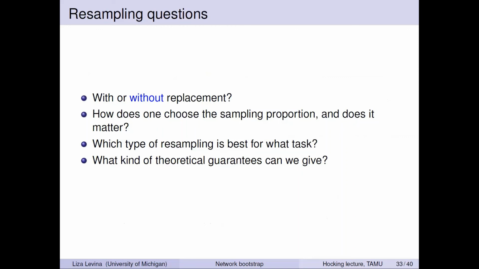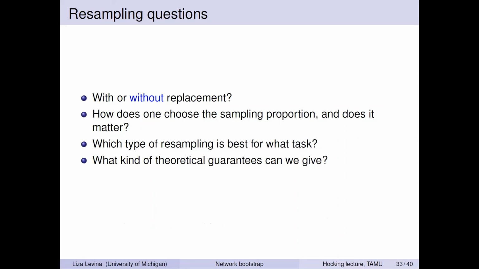And if you're going to do this, you may want to ask yourself a number of questions. With or without replacement is the only easy one. Clearly, you have to do it without, because with replacement, you just don't gain anything. But all the other ones are hard.